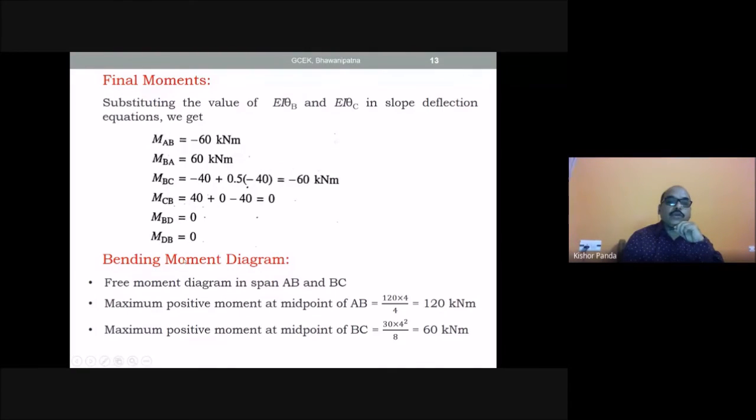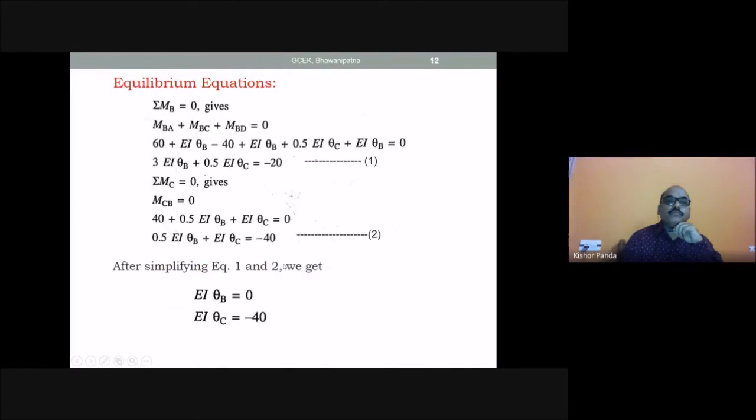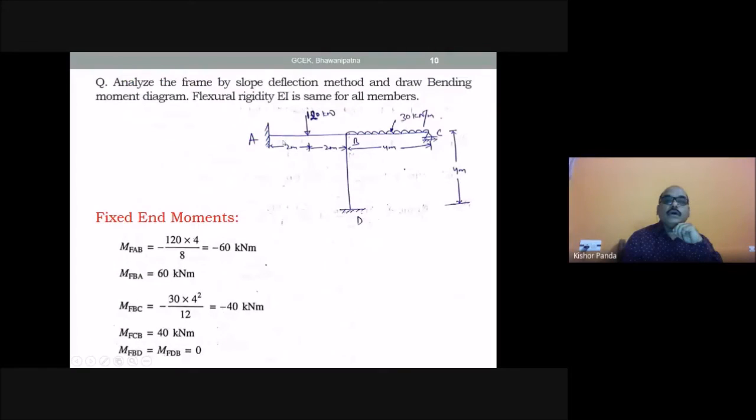Then you have to draw the bending moment diagram. Here on span AB, you have one point load at the midpoint. So what is the free bending moment diagram? What is the maximum positive moment here? It is WL by 4. W is equal to 120 and L is equal to 4, so 120 into 4 by 4.